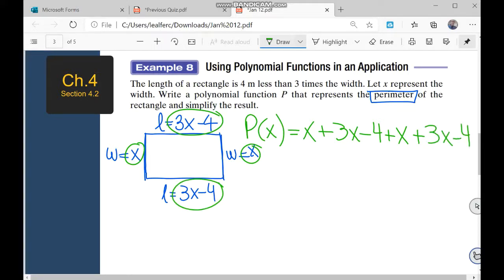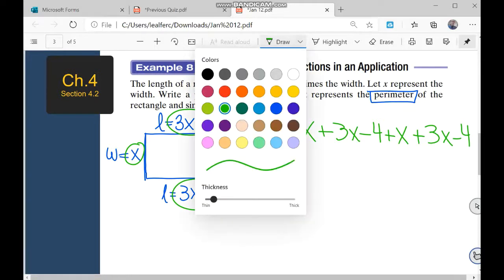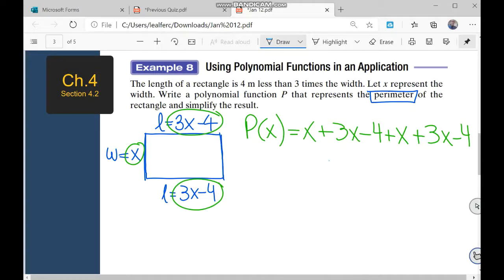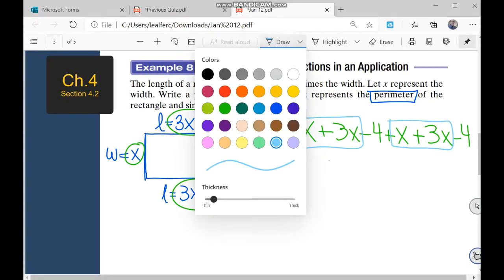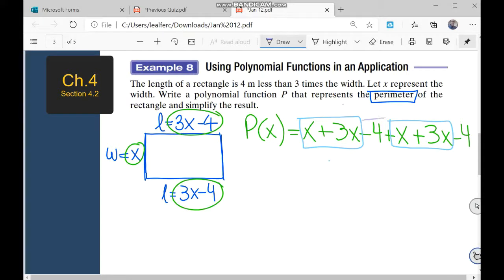See, this is how you calculate the perimeter, by adding all the sides together or using the formula. It's up to you. If you remember, you can use the formula. Next thing, combine like terms. This is an addition of polynomials, right? So you can combine like terms here, and we also have some like terms here, -4 and -4.